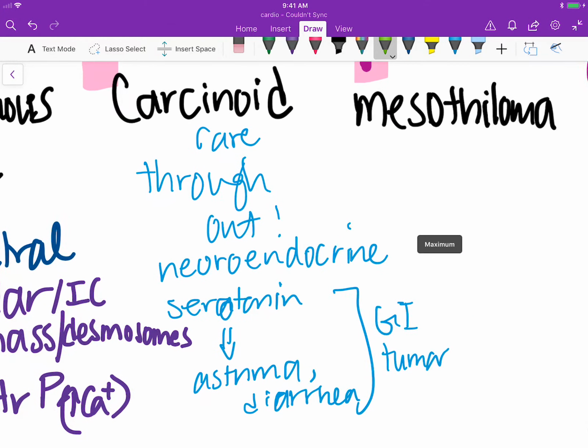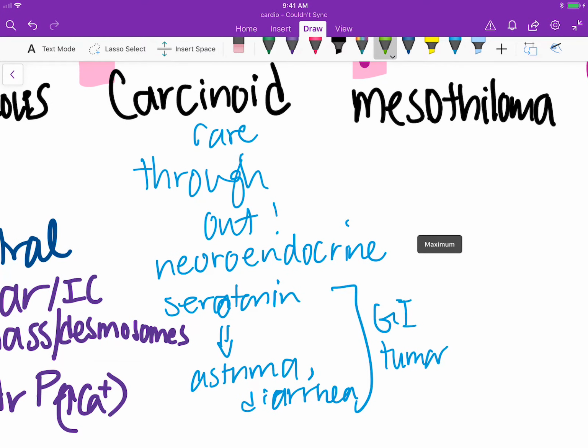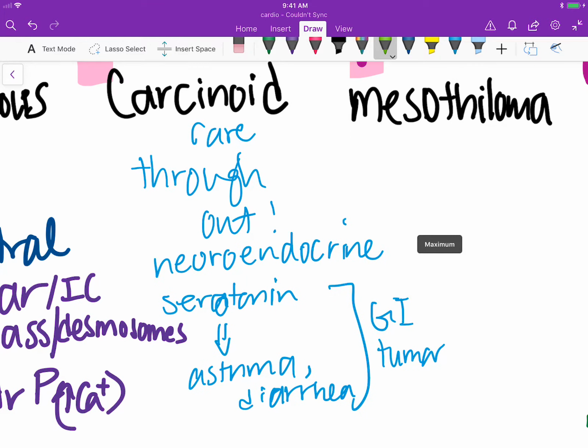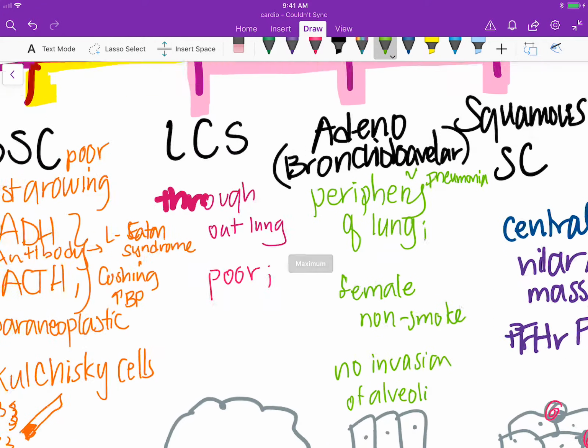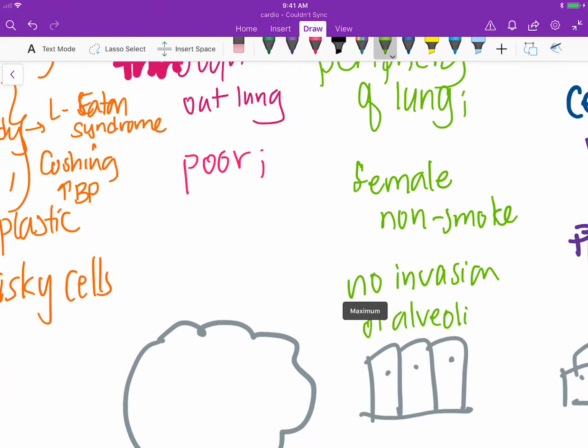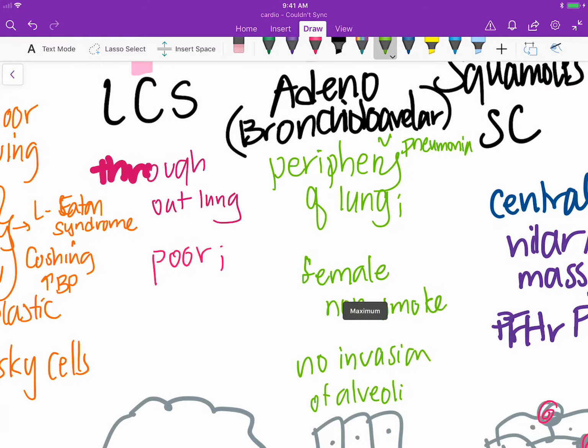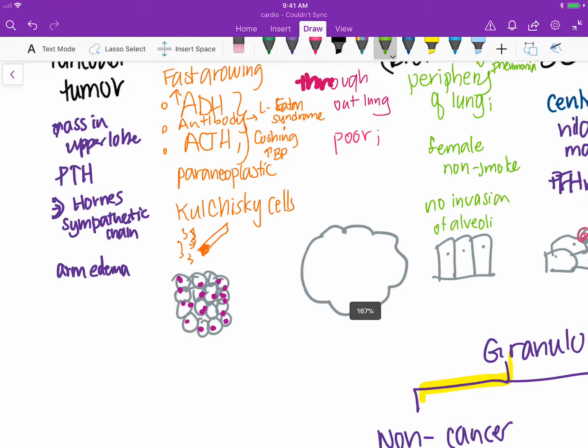Let's talk about carcinoid. That's going to be a little bit rare. It's usually a GI tumor that gives you the signs of serotonin, which lead to bronchoconstriction. So you get asthma and you get diarrhea because everything is moving much faster through your GI. It's the neuroendocrine type of lung carcinoma. And then you have large cell carcinoma. The prognosis is poor. It's throughout the lung, and you can see large cells.